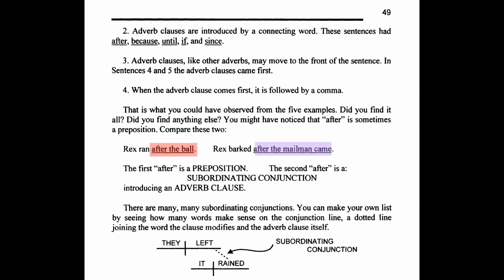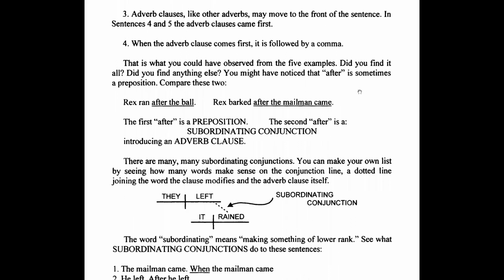There are many, many subordinating conjunctions. You can make your own list by seeing how many words make sense on the conjunction line. A dotted line joining the word, the clause modifies, and the adverb clause itself. So if we look, they left, some subordinating conjunction, it rained. They left after it rained, when it rained, whenever it rained, because it rained, since it rained, if it rained, they left, right? You can use a lot of different subordinating conjunctions with that sentence. So there are a lot to kind of go over. The list would be not a waste of time, but would be very beneficial at this point. You can look up lists online.